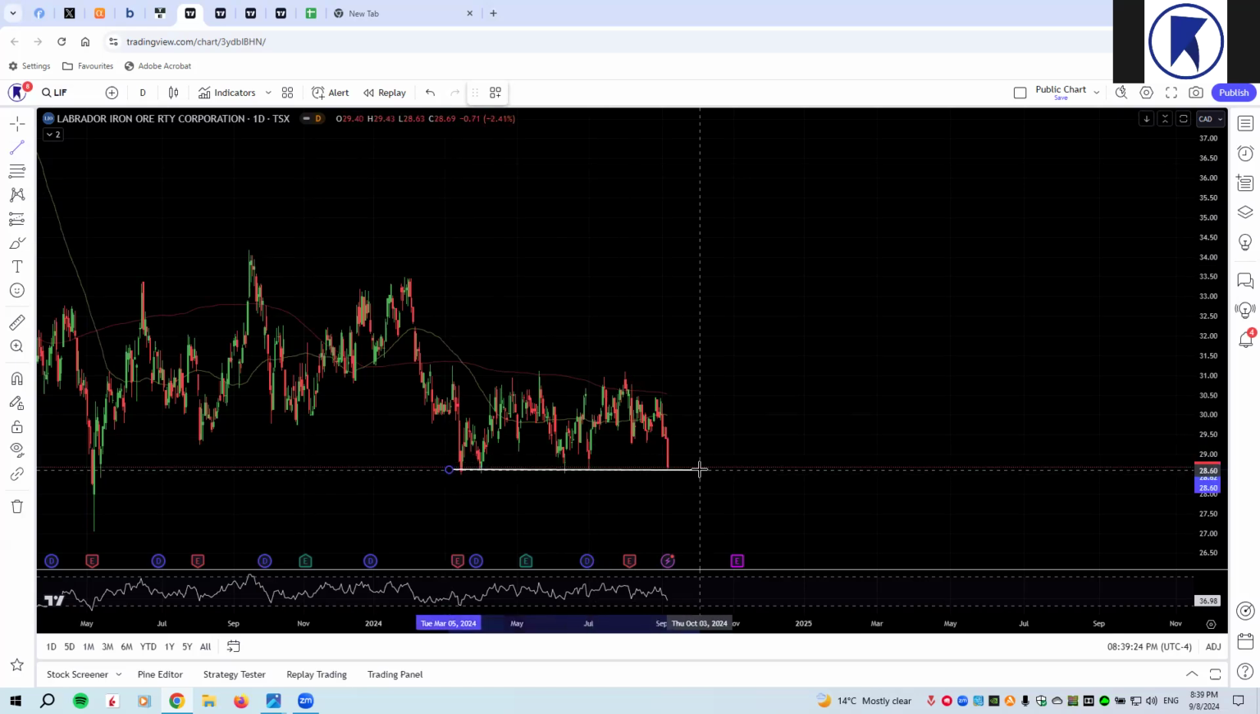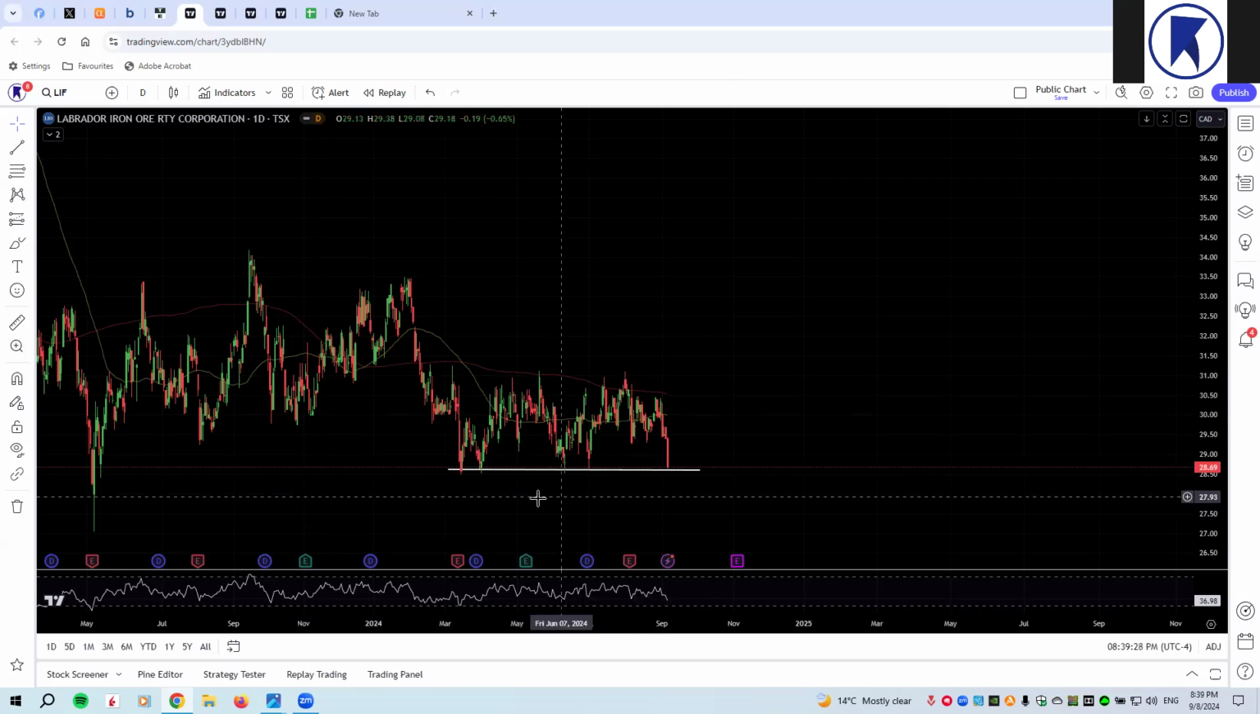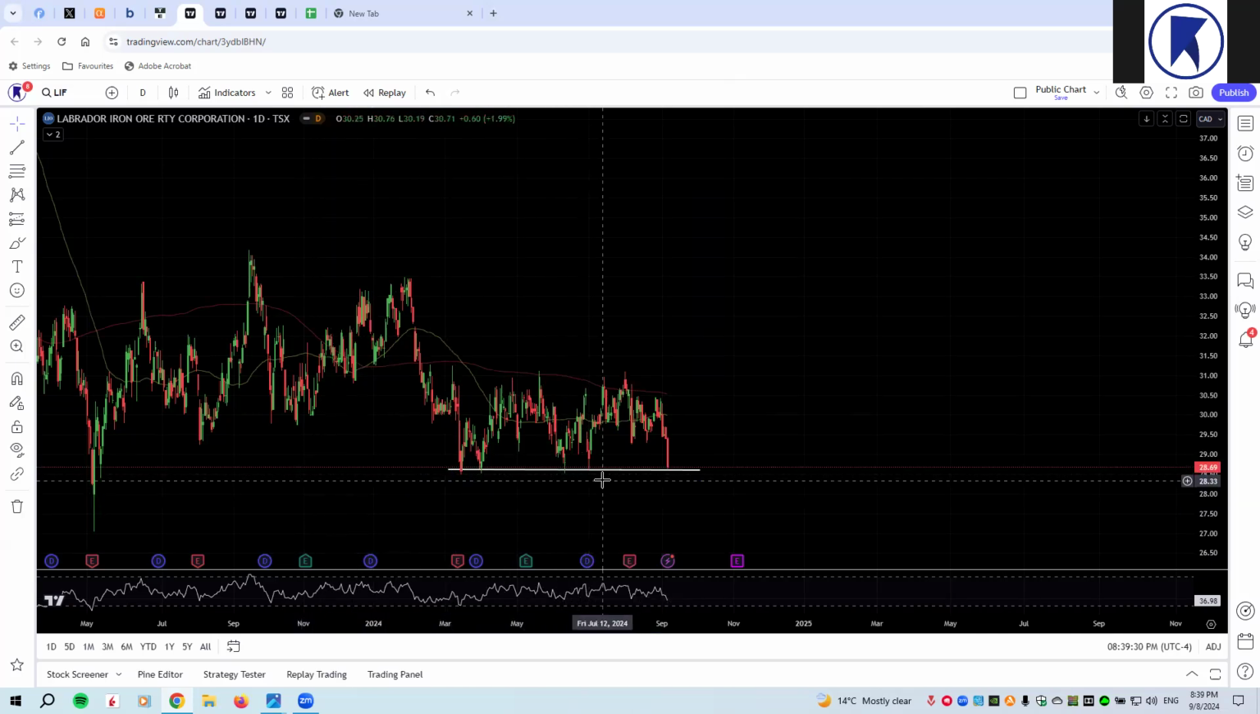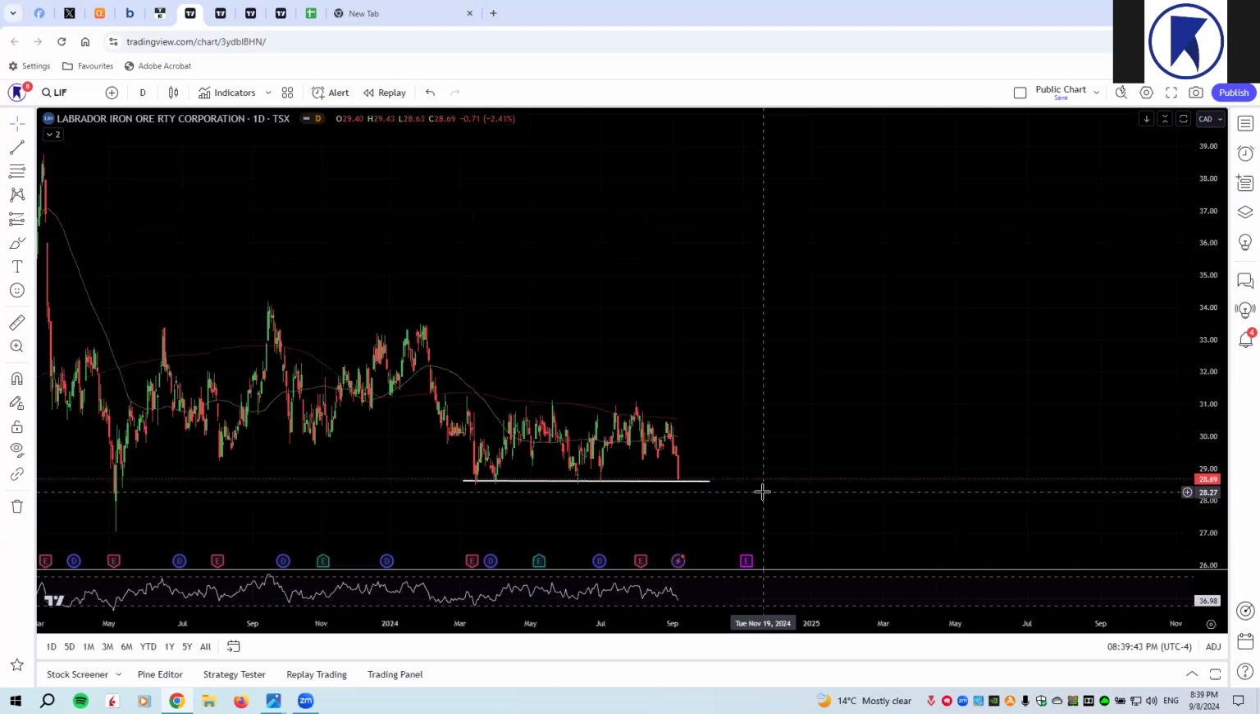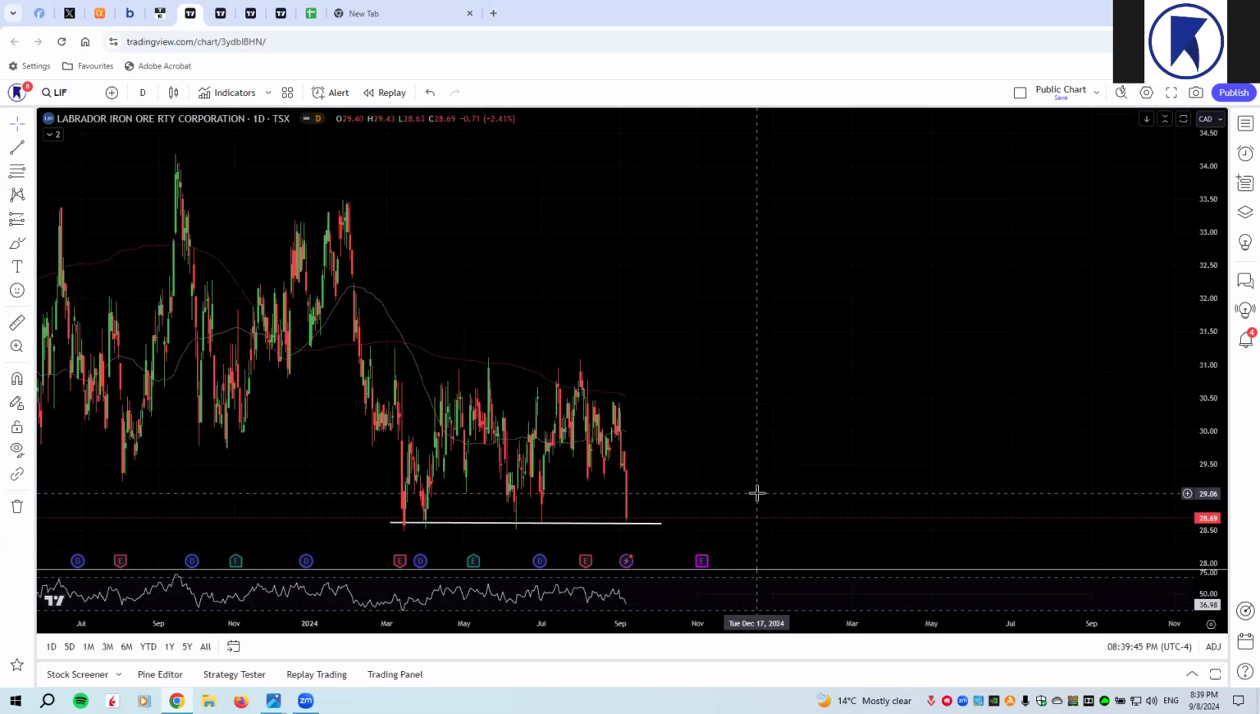This is clear-cut support for now, right? Like long-term support for most of 2024. It's held up, right? The last time it was here before this year was back in 2023, in May. So an important area to keep in mind, definitely a great company.